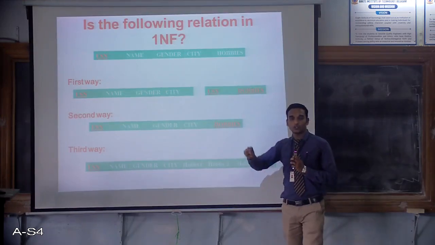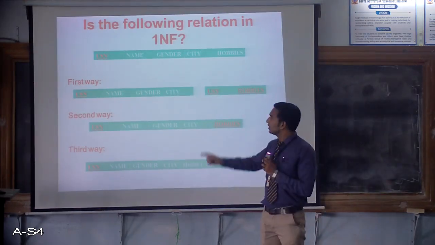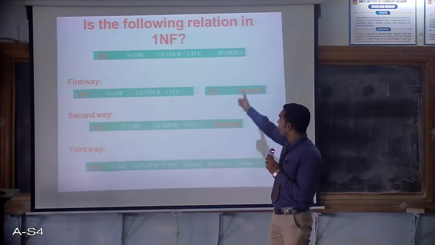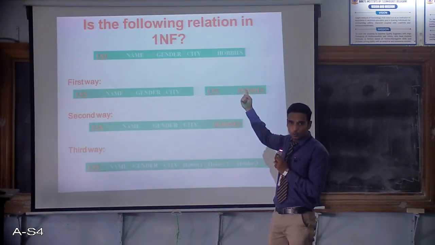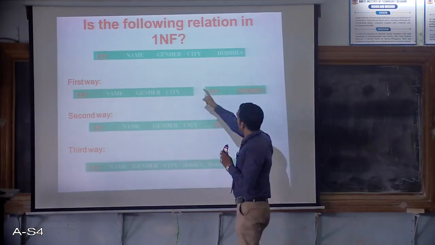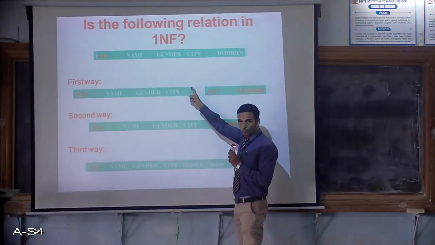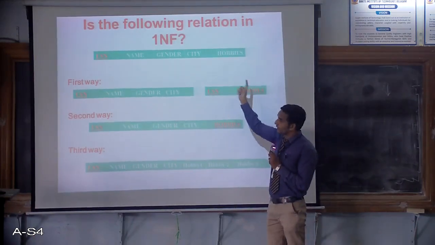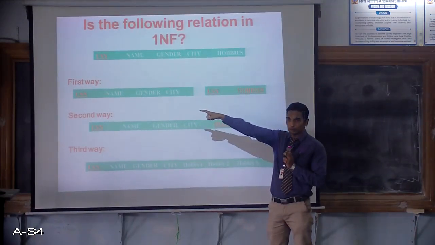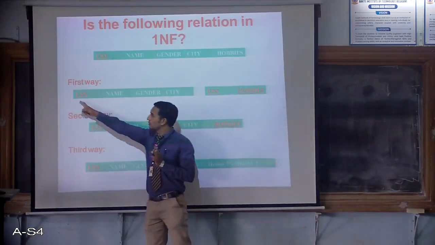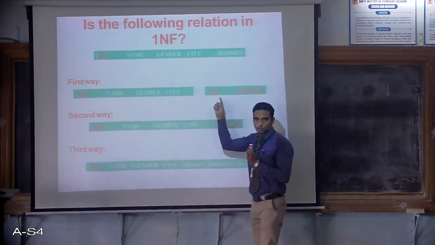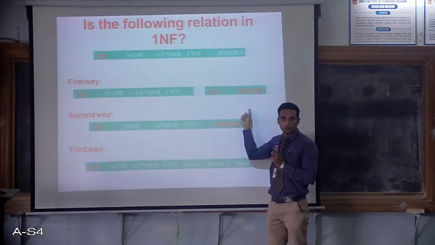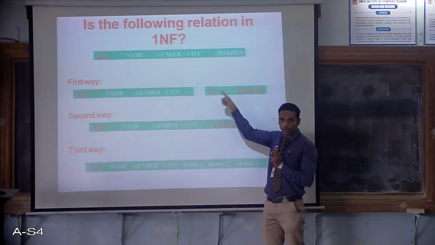I'm just telling you the 3 different ways in which a given relation can be decomposed into 1NF. Hobbies, which are multiple values, we can't do. The first way which we studied is to take out the attribute which has multiple values from the main table and place it in a new table. Along with this attribute, designate the primary key of the main table. Which one was that? USN. Now this becomes a foreign key to this table, and make them a composite key. Now here everything will have individual values. So now this is in 1NF.